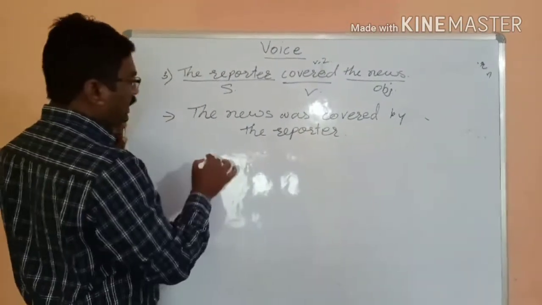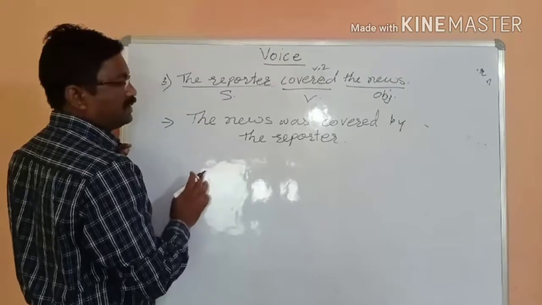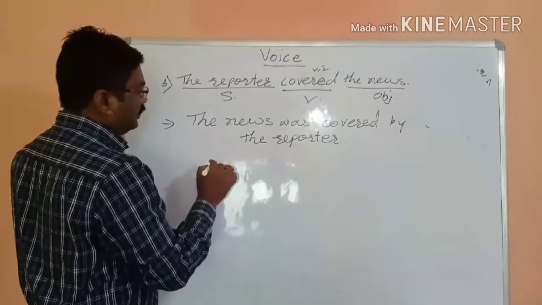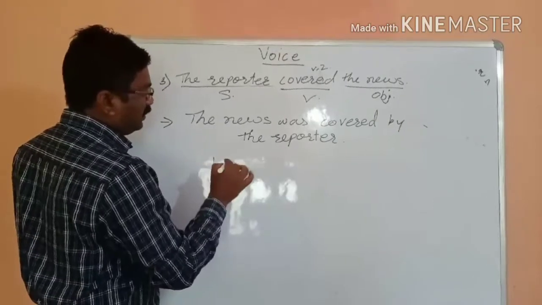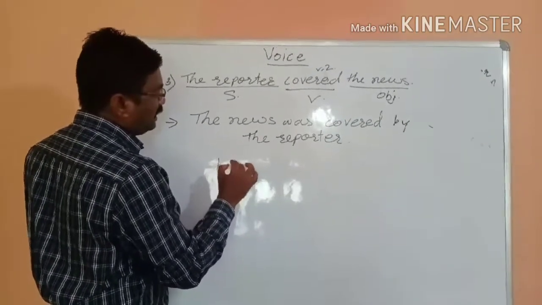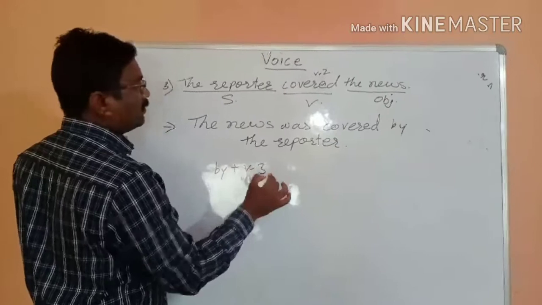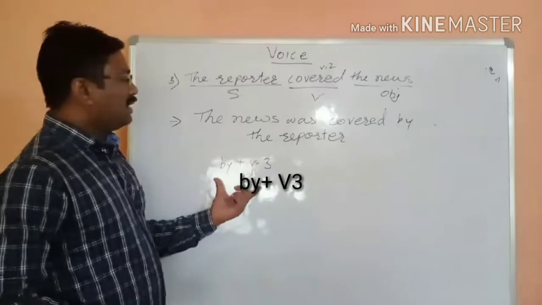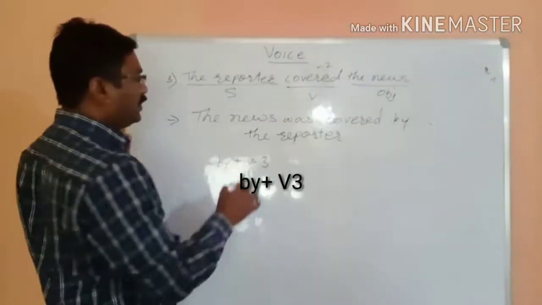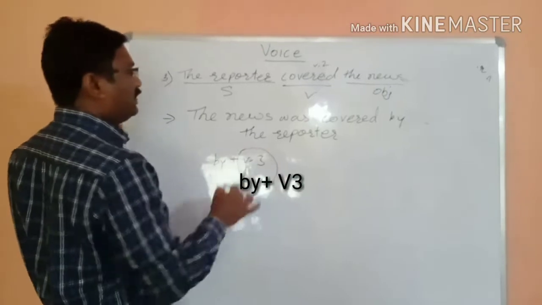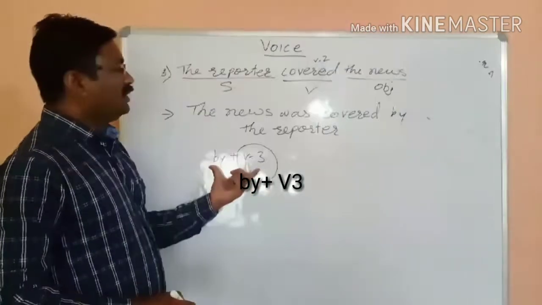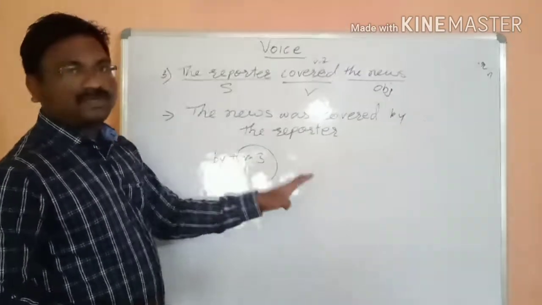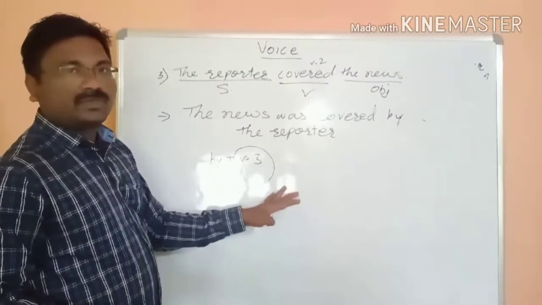See here, in passive voice what we have to use. In passive voice we should use by to indicate the earlier subject, by plus V3. In all passive voice you are going to use V3. V3 is compulsory. We use the verb third form in all passive voice. Understood?